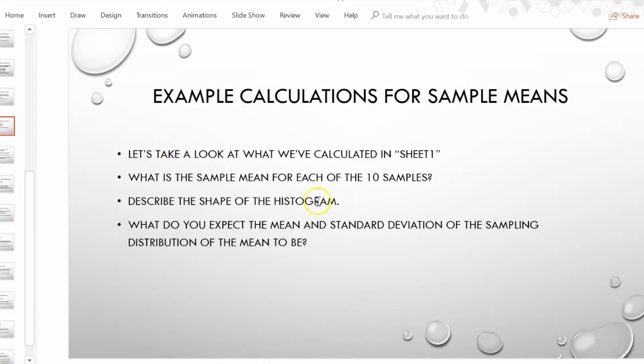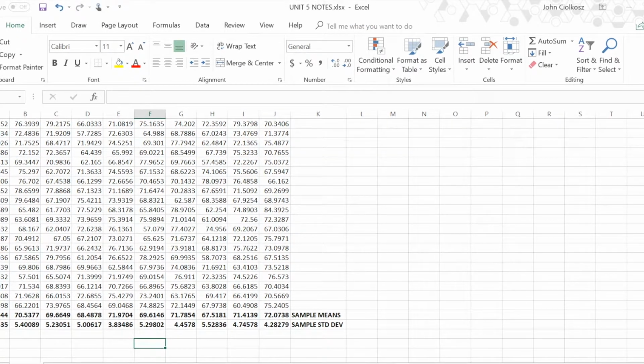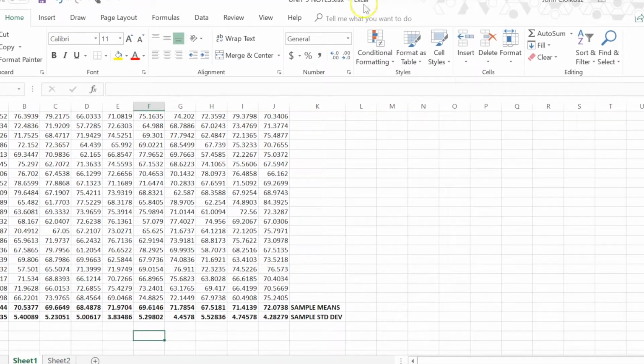So first thing I'm going to do is summarize what we found here in our sheet 1. For this Excel file, you want to look back and find the one we did in our notes. It was almost 2 weeks ago now, where we worked with those sample means, sample proportions, generating our data, and working through it. Here I'm looking at sheet 1. I called mine Unit 5 notes, not sure what you called yours, but you should be able to find this.